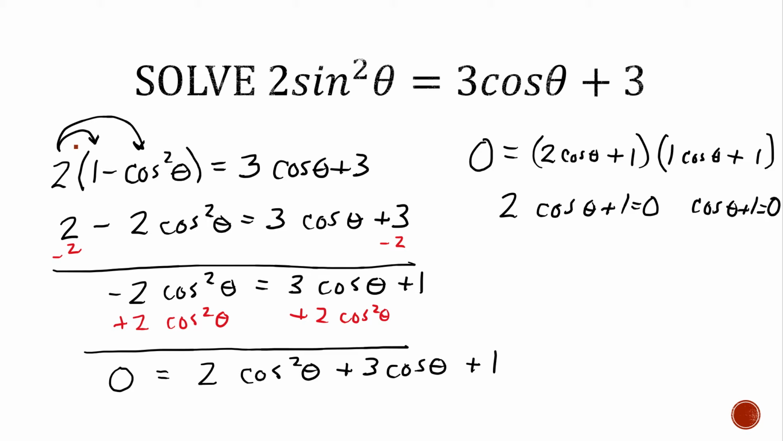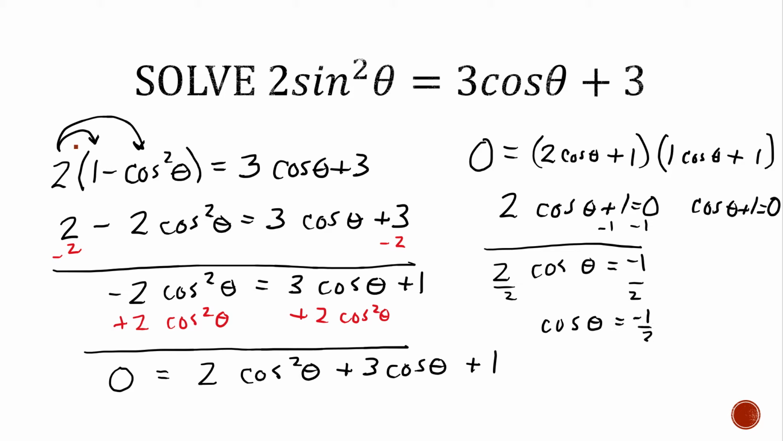All right, we'll solve each one for cosine. So to begin on this first one, I'm going to subtract the 1 from both sides. So I have 2 cosine theta is equal to -1. Then I divide both sides by 2. So I'm going to be looking for places where cosine is equal to -1/2.